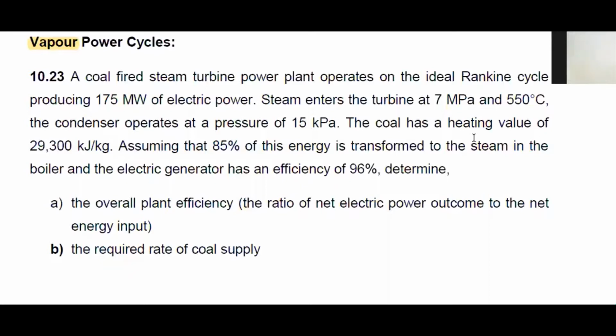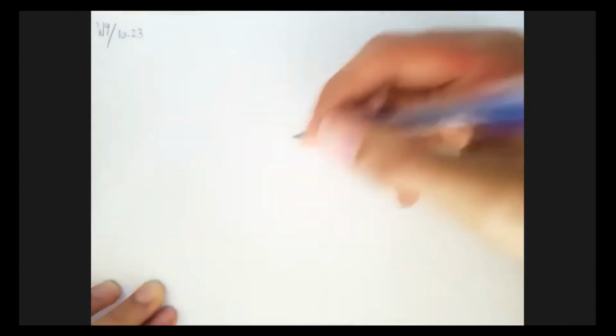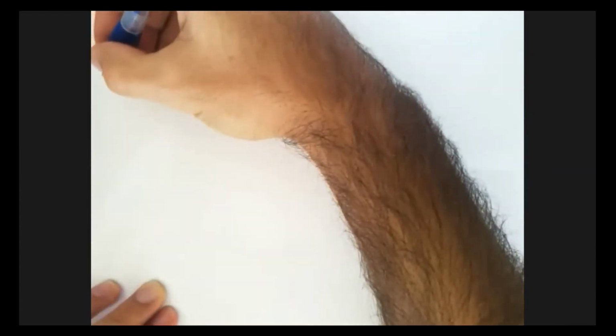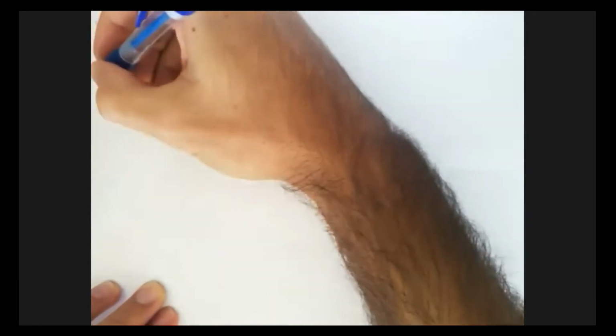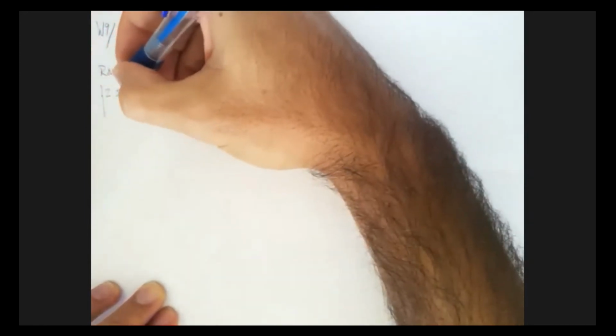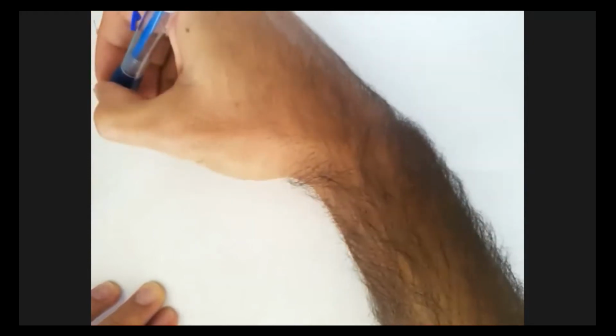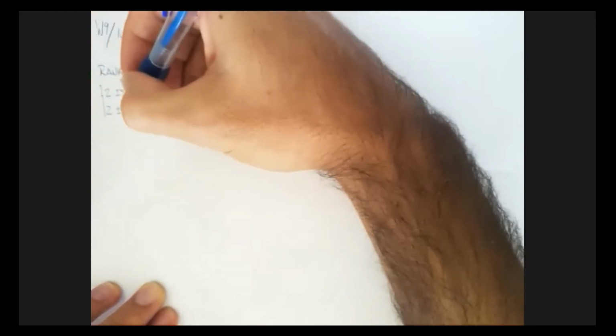All right, it's a long question, and I would like you guys to pay extra attention and stop me when you have any questions. All right, week 9, problem 10.23, and we're dealing with the Rankine cycle. Rankine cycle: 2 isentropics, 2 isobarics. Okay, so it's the same thing as the Brayton, but this time dealing with water, not with air.